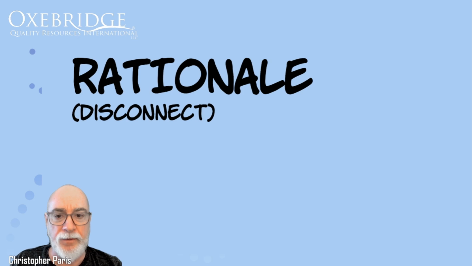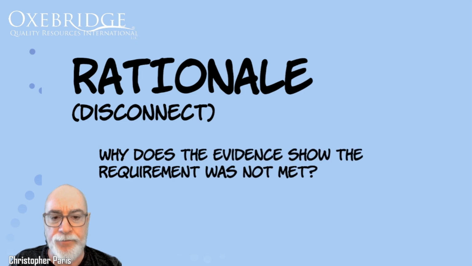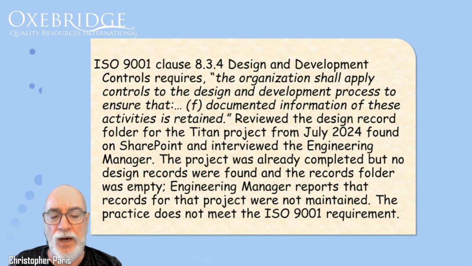The third element is the rationale. This is connecting everything. Why is there a disconnect, or let's say, why does the evidence show the requirement was not met? What is the disconnect there? Okay, and that can be sort of a text prose kind of thing. You're explaining why the evidence shows that the requirement was not met.